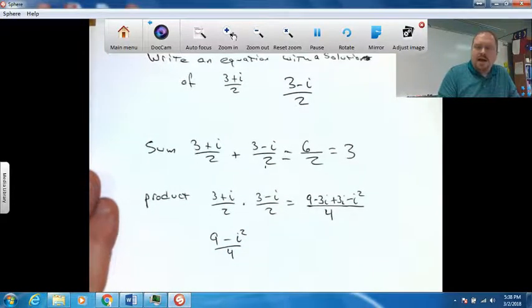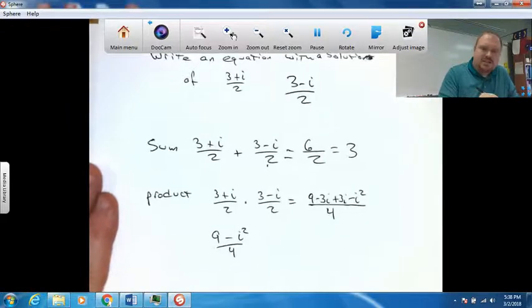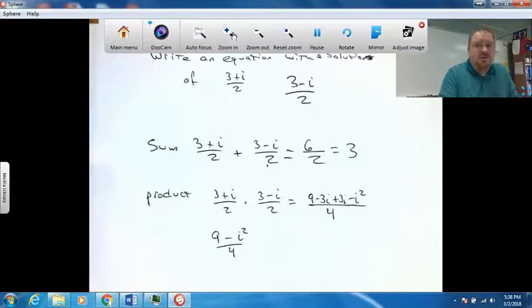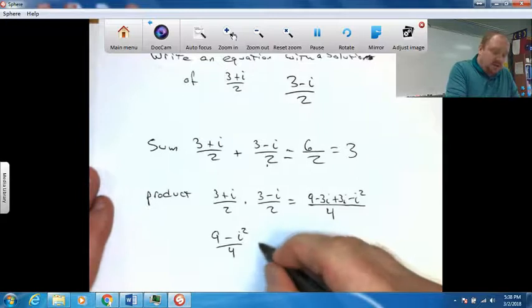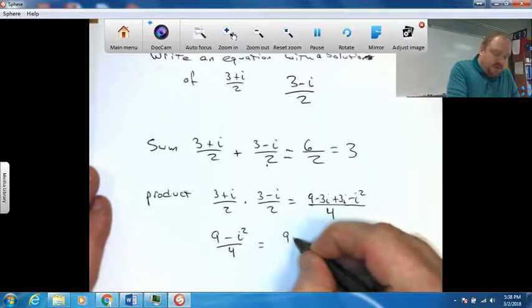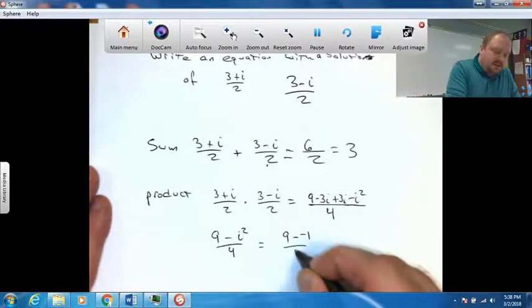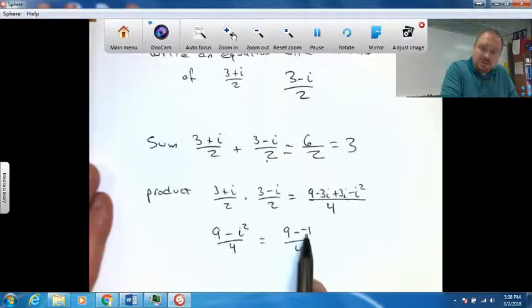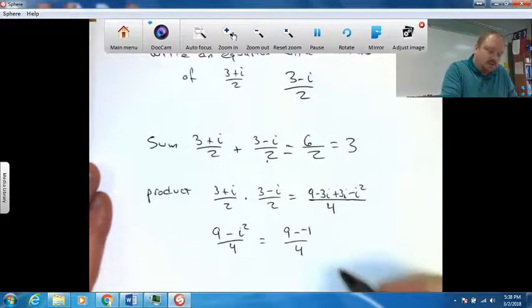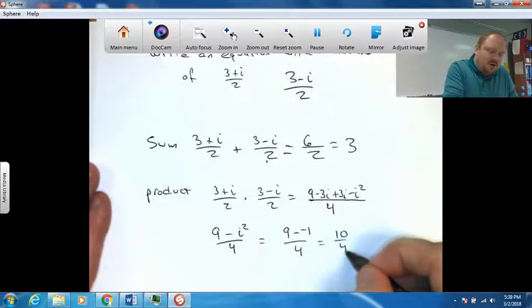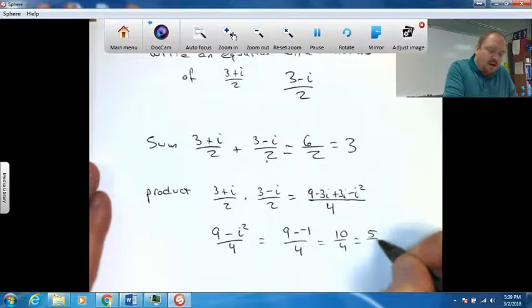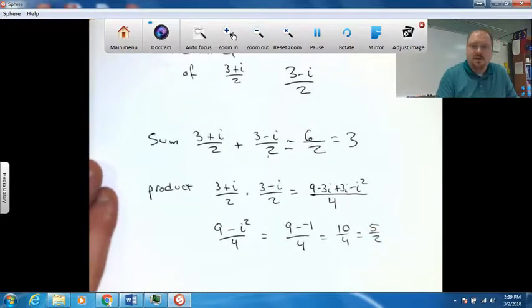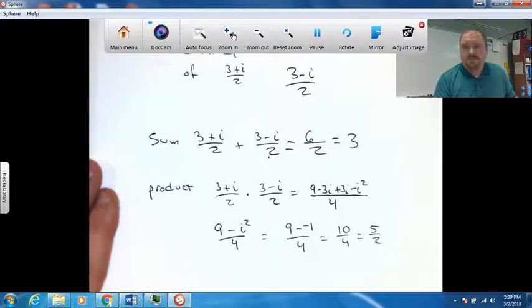Now, I have i squared. Remember, I said i is the square root of negative 1. And when you square a square root, you get just what's inside. So this is like saying 9 minus negative 1, because i squared equals negative 1. So this cleans up to be 10 over 4 or 5 halves. We are ready to write our equation.